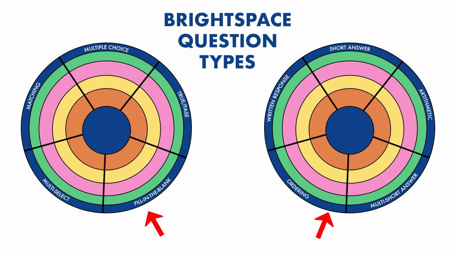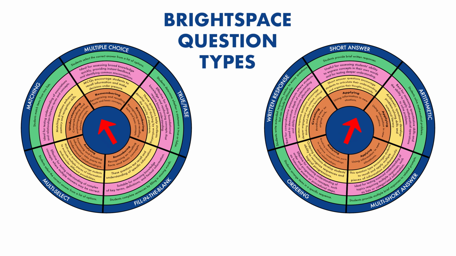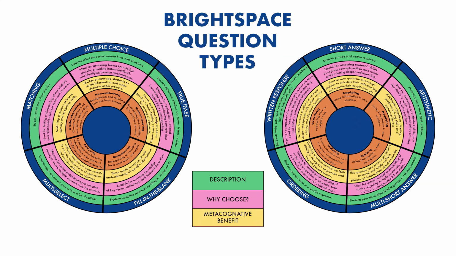Along the outer ring of each wedge of the pie, you'll see the name of a question type. Moving inward, each ring displays color-coded information describing the type, the metacognitive benefit, in that what does the student gain from doing it, and Bloom's level. A full-size copy of this graphic is available for download on the KSL website. Let's look at an example to understand how this works.